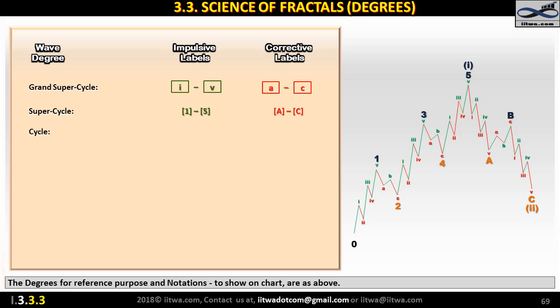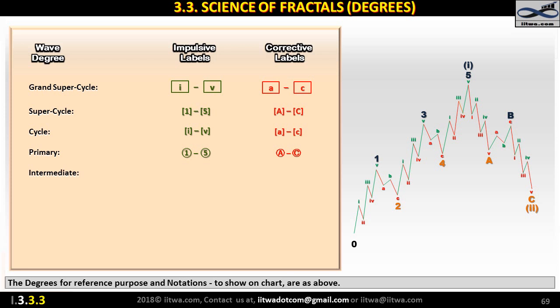Cycle degree wave. This degree's impulsive waves are labeled in brackets using Roman numerals from 1 to 5, while corrective waves are also labeled in brackets as lowercase alphabets from A to C. Primary degree wave. This degree's impulsive waves are labeled as cardinal numerals from 1 to 5 wrapped in a circle, while corrective waves are labeled as uppercase alphabets from A to C, also wrapped in a circle.